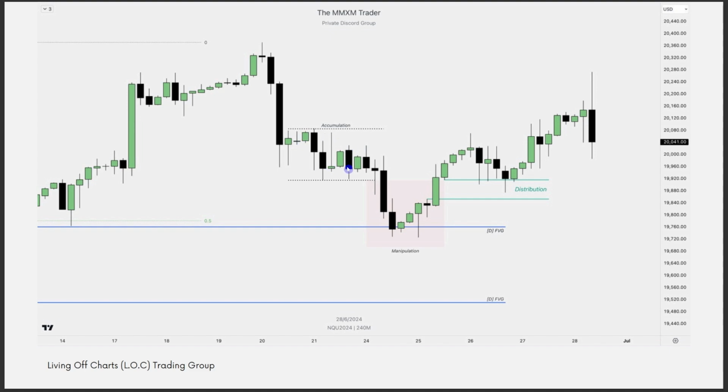This is important. We want to emphasize that. Now, after that accumulation phase, we have an expansion lower, which will be the manipulation into that key level, and then a reversal occurs afterwards. Now we can trade the distribution phase afterwards because we already hit that key level. We had the market cycles: consolidation, expansion, reversal, so it's likely to be another expansion up higher.